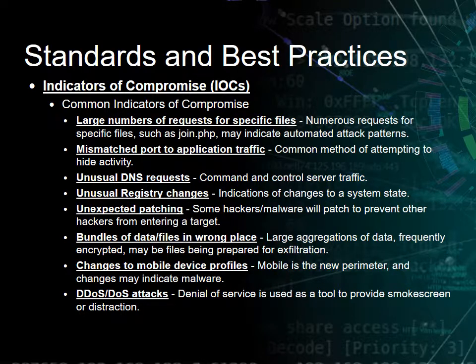Continuing with indicators of compromise, a large number of requests for specific files. Numerous requests for specific files such as join.php may indicate automated attack patterns. Mismatched ports to application traffic, a common method of attempting to hide activities. Unusual DNS requests, so looking for .com names that don't make sense.